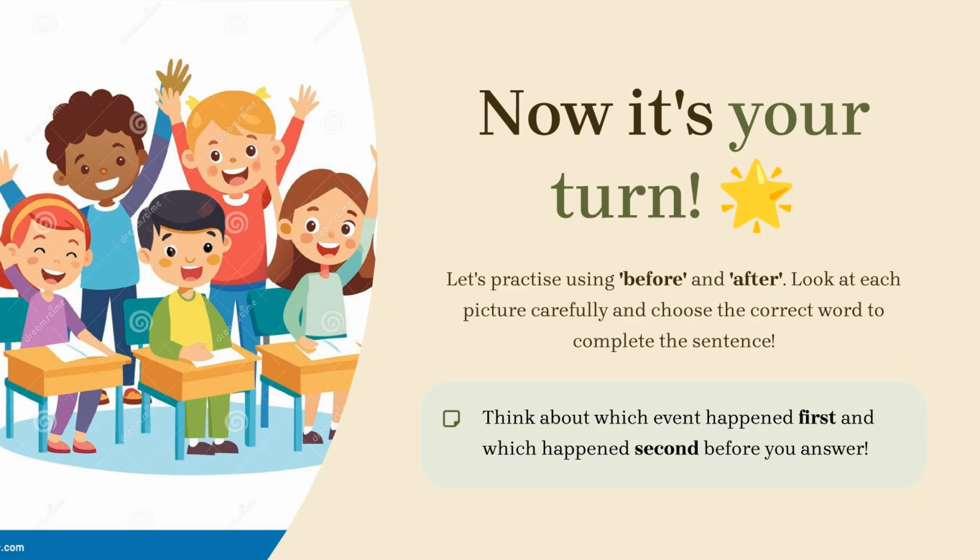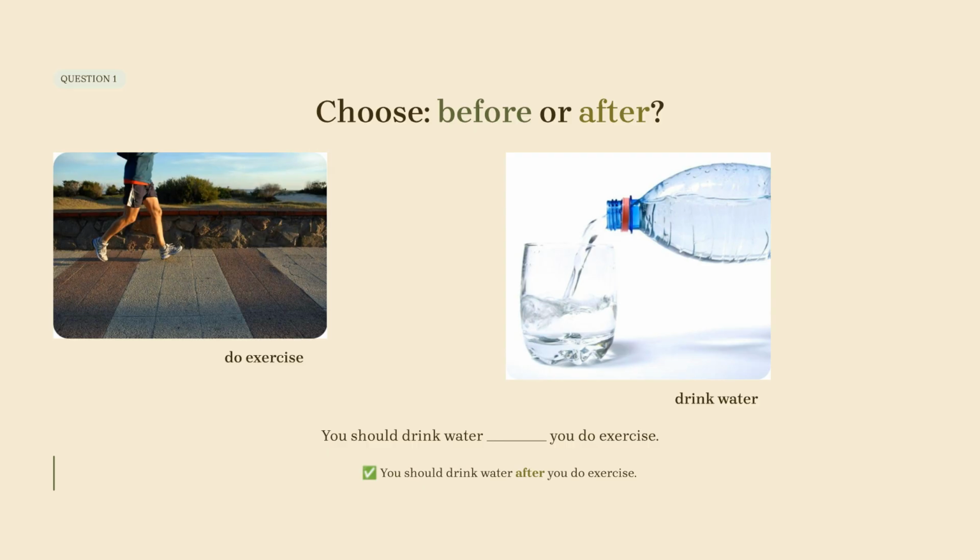Now it is your turn. Let's practice using before and after. Look at each picture carefully and choose the correct word to complete the sentence. Remember to think about which event happened first and which happened second before you answer. Question 1. Should we choose before or after? The sentence is, you should drink water, you do exercise. Is it before or after? That's right. You should drink water after you do exercise.